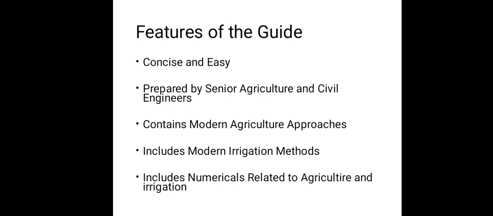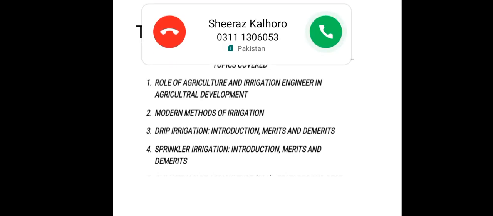So let's move on to the topics covered in this guide. First of all, I have covered the basics of the post, that is, what the role of agricultural and irrigation engineers is in agriculture development. Through this topic you will learn what kind of roles and activities you are here to perform, in order to clarify your concepts regarding the duties and objectives of an agriculture and irrigation engineer. Later on you will learn about modern methods of irrigation, through which you will use water efficiently and cost effectively, and yield more and more from your crops, right?